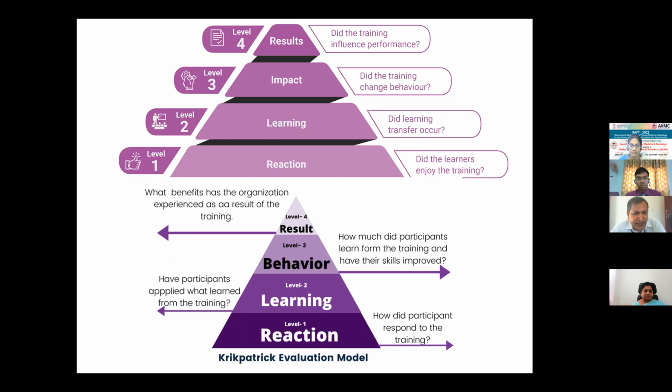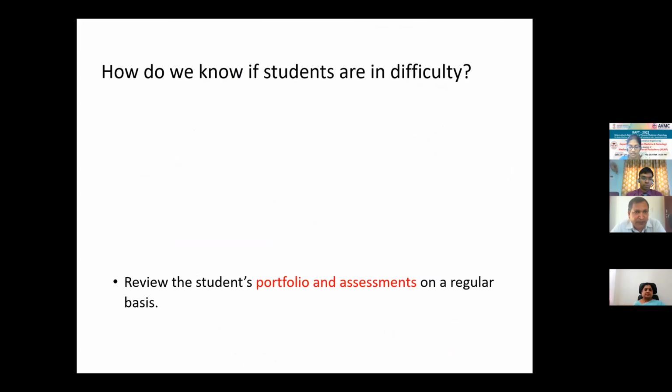And if you see level 1, how did the participant respond to the training? When the participant is given any training, how the participant is responding. In level 2, learning: have the participants applied what they learned from the training, whether they applied it anywhere. Or in the behavior, how much did the participant learn from the training and have their skills improved. The last one is the results: what benefit has the organization experienced as a result of the training? So these are the different levels of evaluation that can be assessed at the end of every training, every CME, when you are giving any training program.